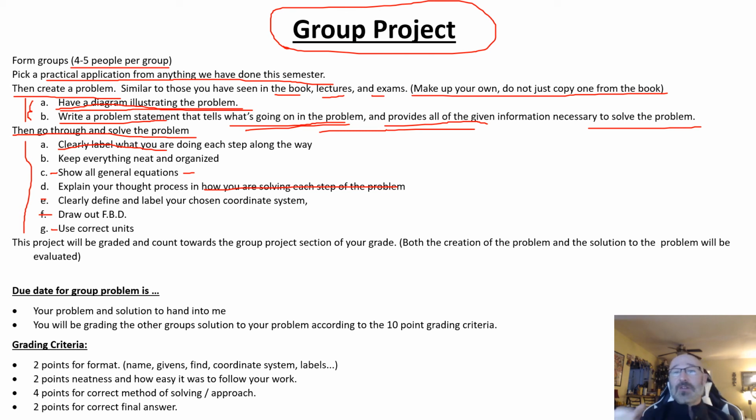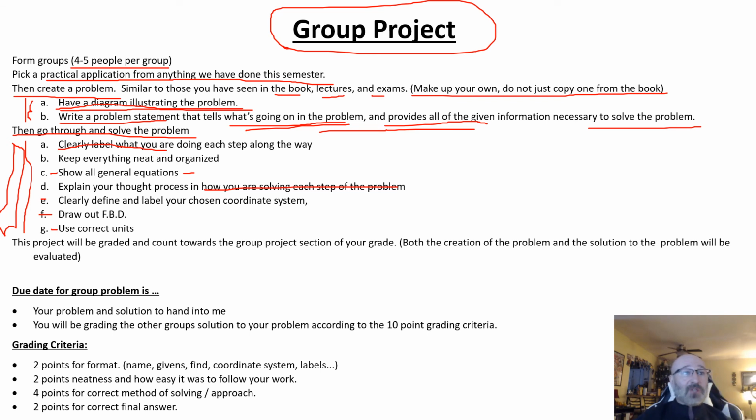So let's just say there's 6 total groups in the class here. You're going to be solving the 5 other groups' problems. You're going to turn it back into that group, and they're going to grade your solution to those problems and give it back to you. So having all of this done is going to make your life a little easier as you grade the other group's problems. And I think you're going to learn a lot within this process of creating and grading your own problem and doing your video presentation of it.